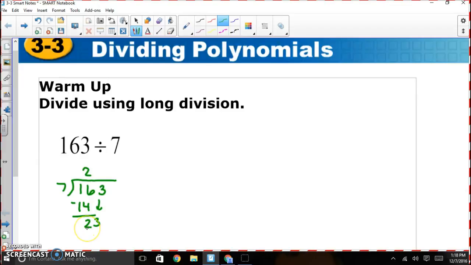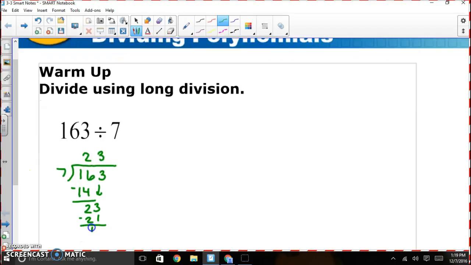Now we're taking 23 divided by 7, which leaves us with 3. We're going to multiply again. We're going to subtract away to find the difference, and we are now left with 1. Now this 1, if we look, we have nothing else to divide from. So this is what we call our remainder. And with our polynomials, we're going to end up with a very similar concept.